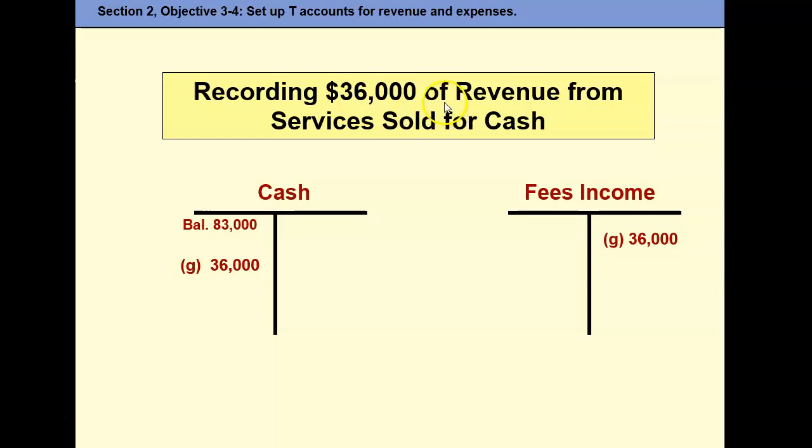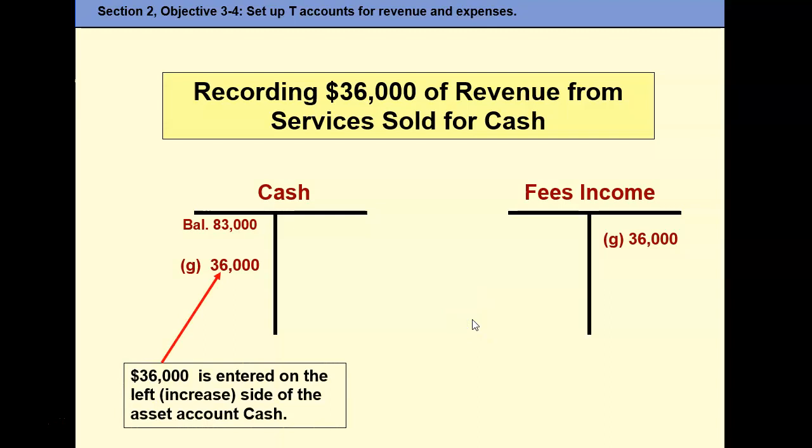In this situation, we sold services for cash in the amount of $36,000. So what you have involved would be the cash account and your revenue account title, which is fees income. Of course, cash is an asset account. Fees income refers to a revenue account. Cash is increasing. Assets increase on the debit side. Fees income is also increasing. Your revenue accounts increase on the credit side.